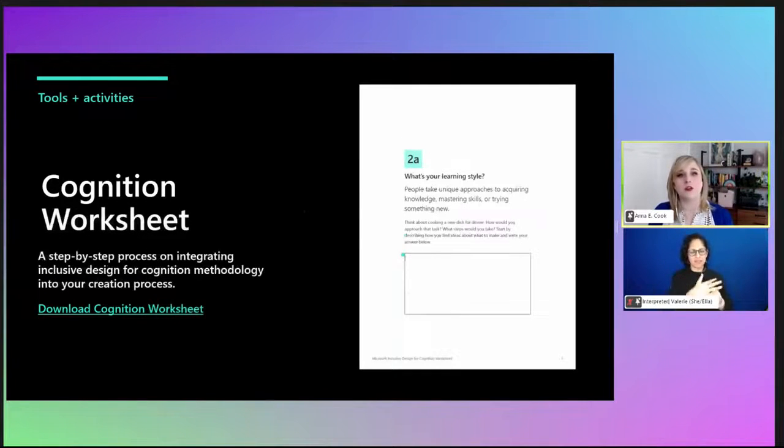We also have the cognition worksheet, which can be used to help you integrate inclusive design for cognition methodology into your creation process. It's kind of like that focus exercise we did a few minutes ago during our session. So I do encourage you to try using this to do similar activities with yourself and with your peers.